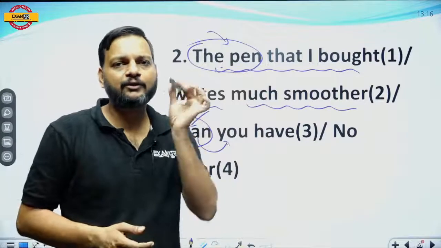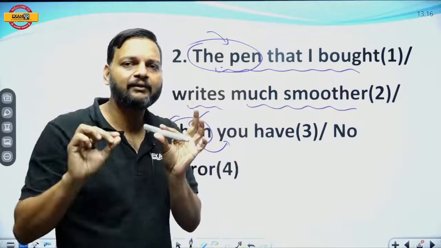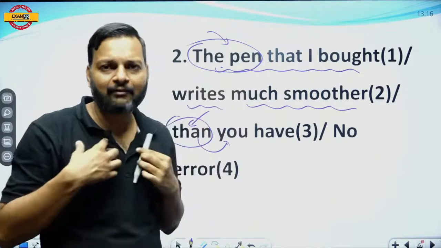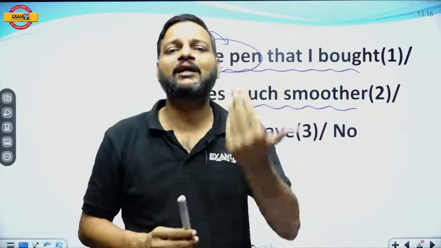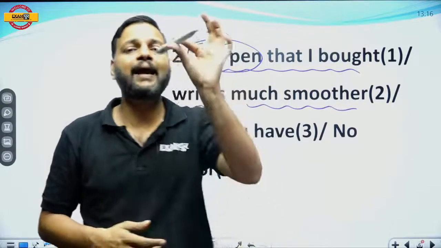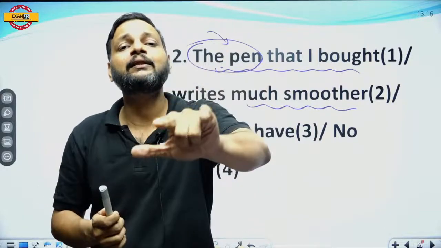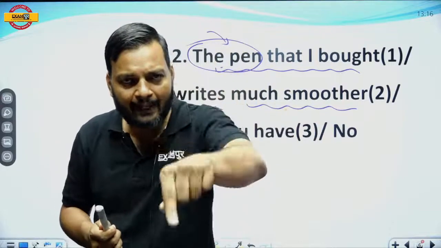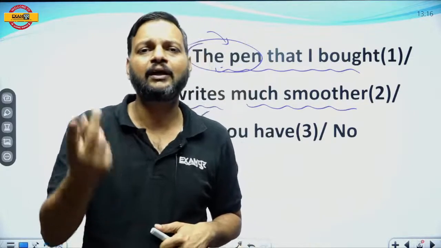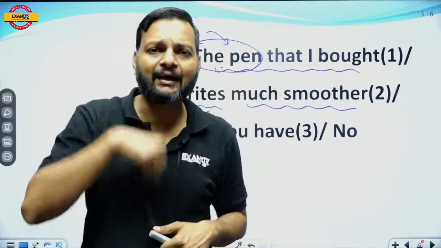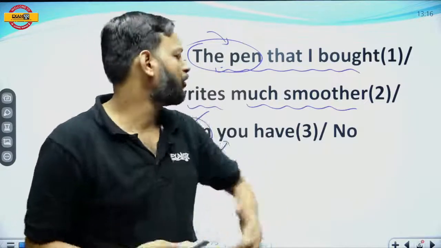Right? I bought a pen today, and you too have a pen. Now both the pens can be compared. I can say the pen I bought today is much better than the pen you have. So in this sentence I have compared the pens, the pen that I bought and the pen that you have. So this will be the correct comparison.